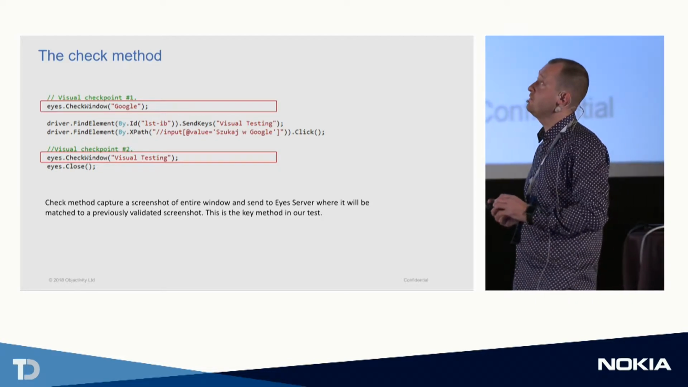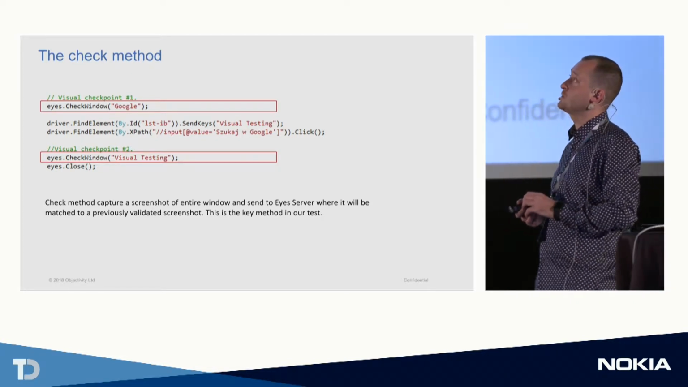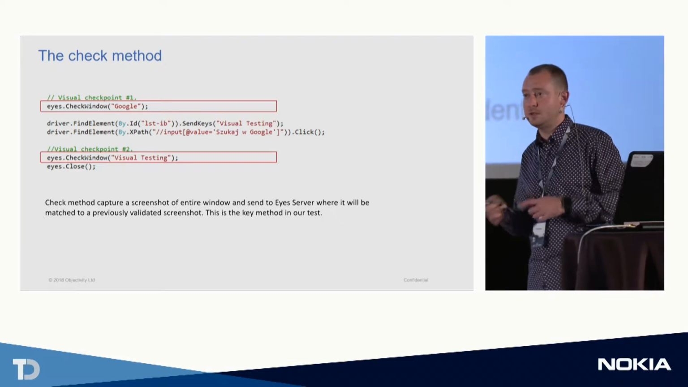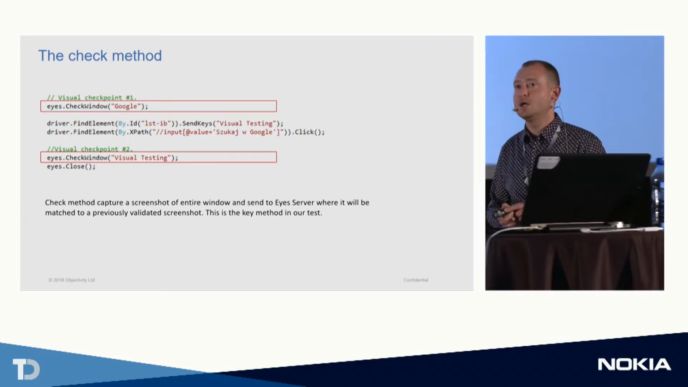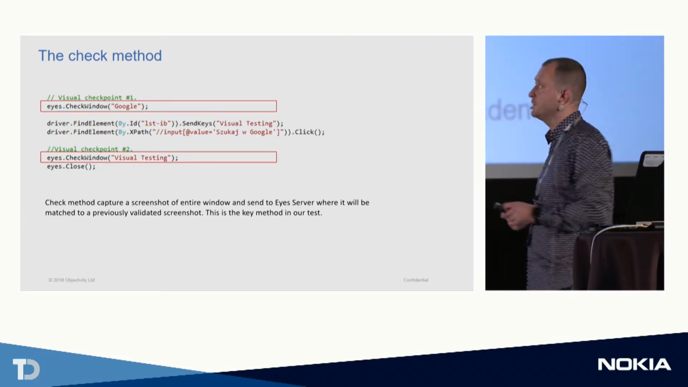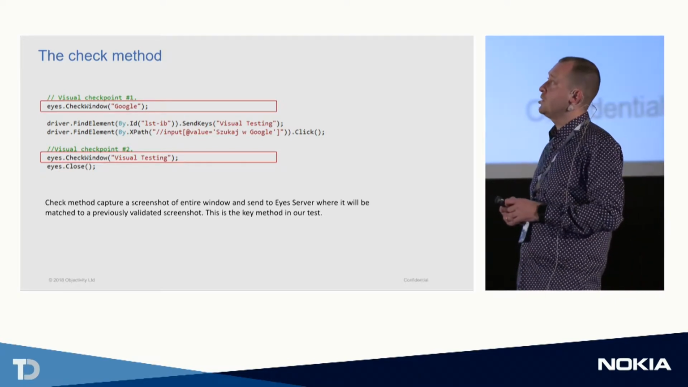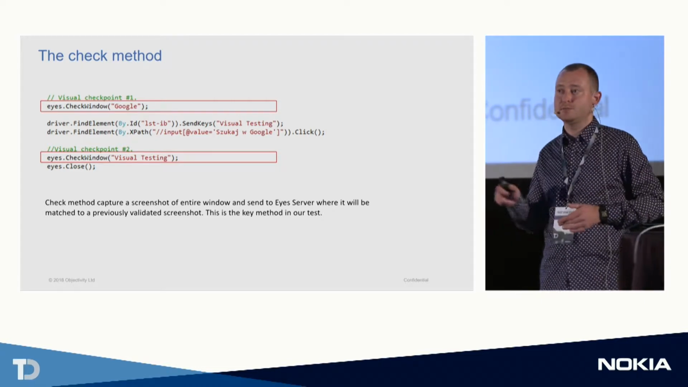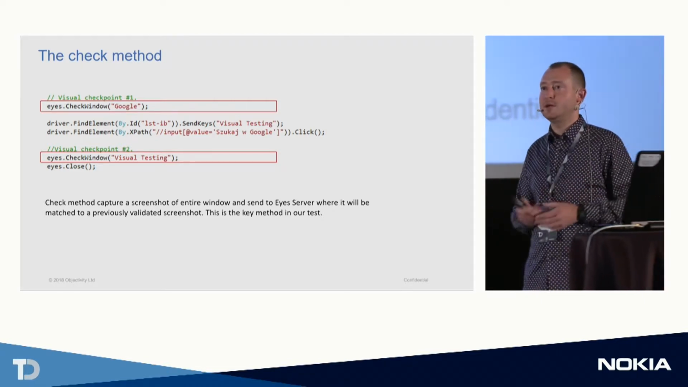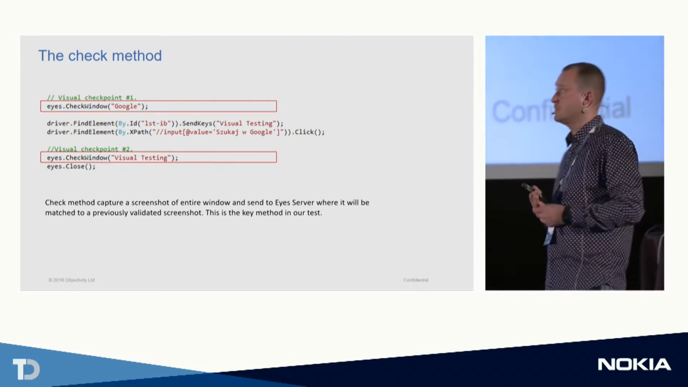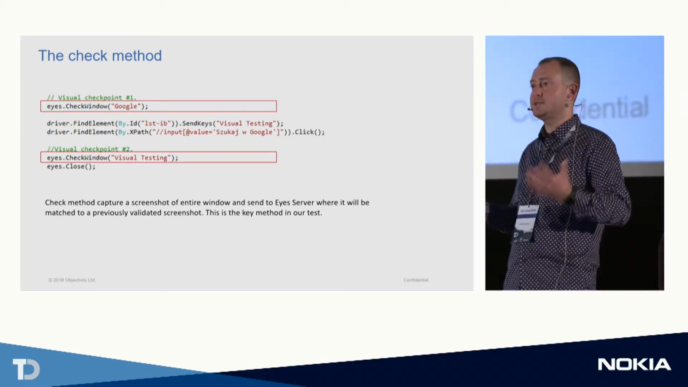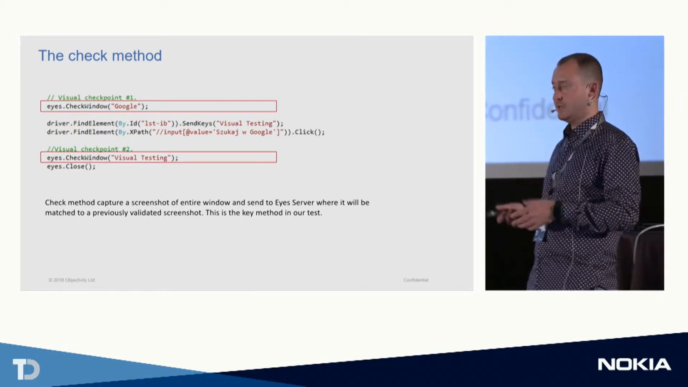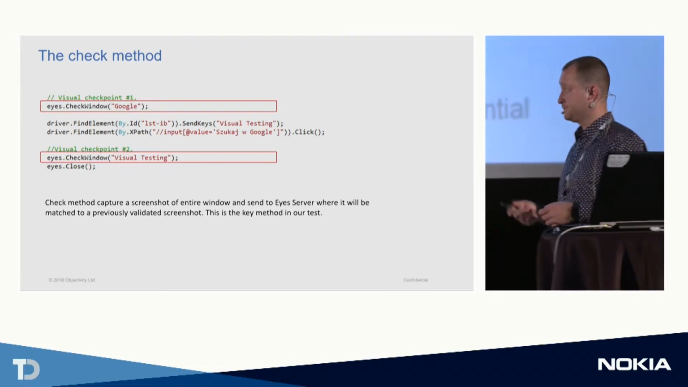So here we have two checkpoints. The first one is checking the Google search page and sending the screenshot of it. And the second one is after we put visual testing in the text box and press search, then we have another window presented. There is information that this is visual testing, the name of the window, and we would like to check this one too.